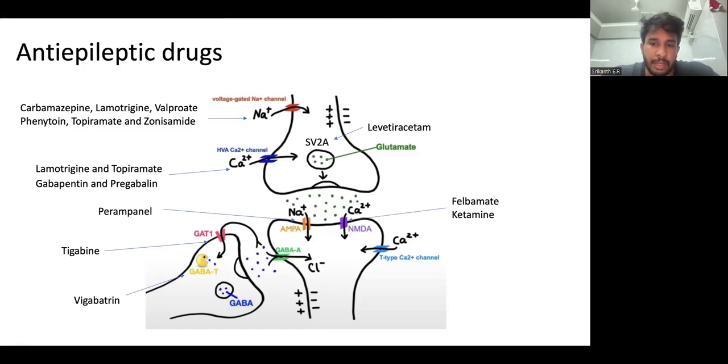You have felbamate and ketamine, which act on NMDA receptors, inhibiting NMDA receptors, and you have valproate and ethosuximide, which are important, especially in absence seizures, because they act on the T-type calcium channels in the thalamus, which inhibits the possibility of absence seizures. So these are considered drugs of choice for absence seizures. So these are the various mechanisms of action for anti-epileptic drugs. And benzodiazepine, propofol, and barbiturates would act on GABA channels. They potentiate the GABA channels and therefore cause inhibition of the postsynaptic neuron.